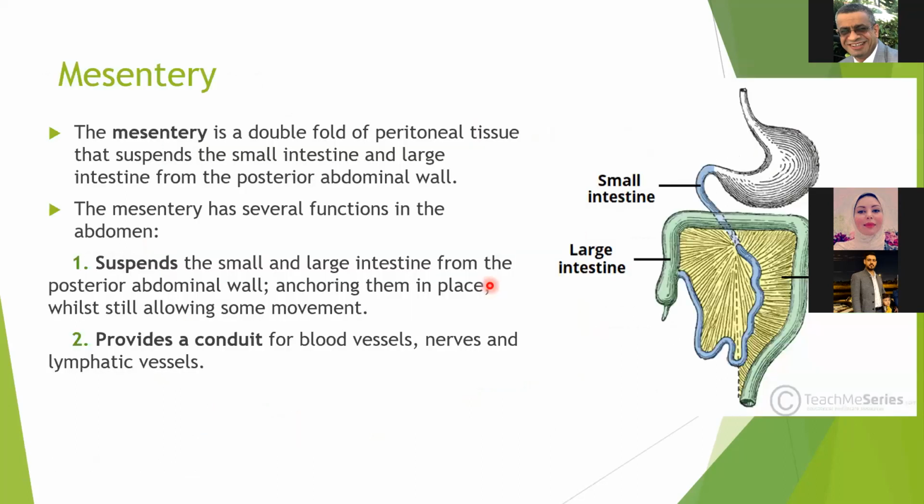Mesentery. What's the mesentery? The mesentery is a double fold of peritoneal tissue that suspends the small intestine and large intestine to the posterior abdominal wall. The mesentery has several functions in the abdomen. It suspends the small and large intestine to the posterior abdominal wall, and it also provides a conduit for blood vessels, nerves, and lymphatics.